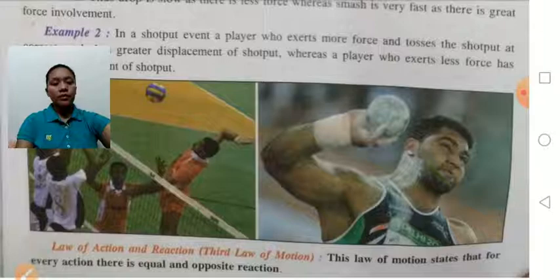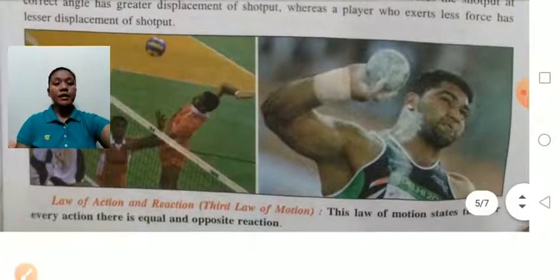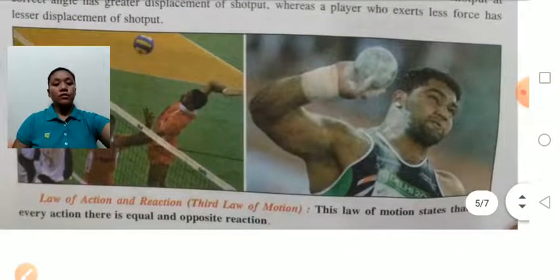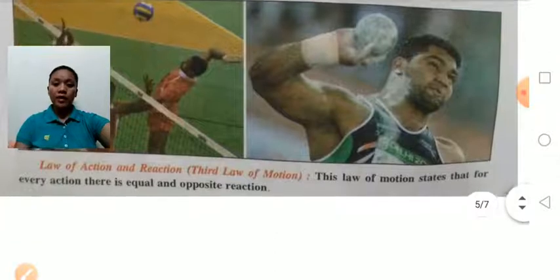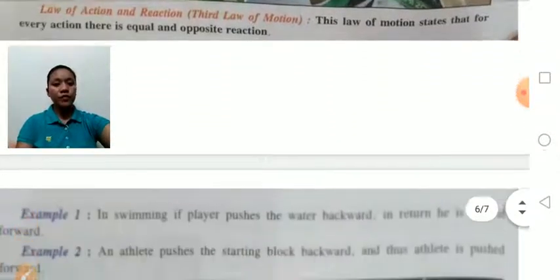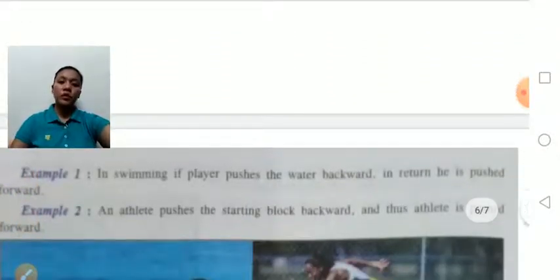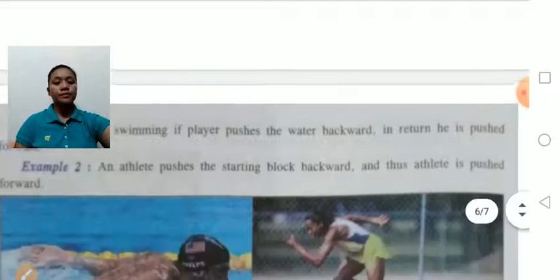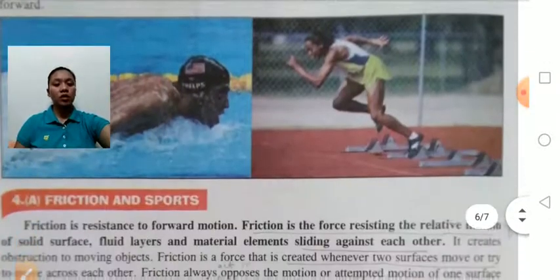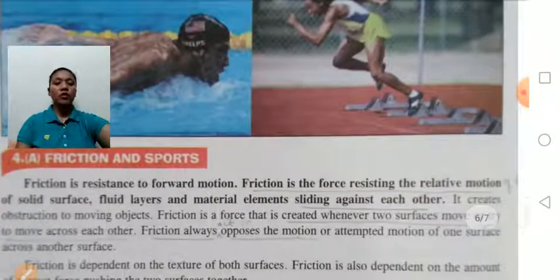The third law of motion is the law of action and reaction. For every action there is an equal and opposite reaction. If in a swimming pool the player pushes the water backward, then the water in return pushes the player forward. This is the third law. These are the three laws of motion.